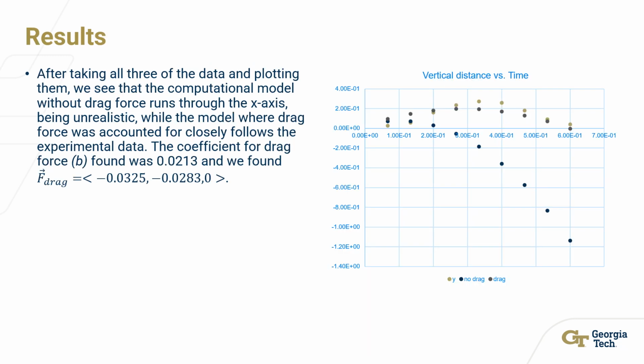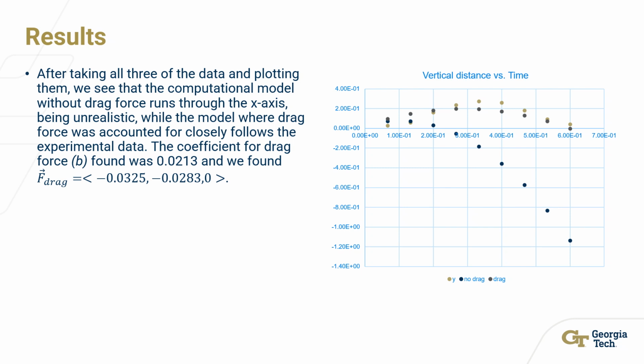So from the results, we see the scatter plot of all three data sets. The one going all the way to the bottom was with no drag. The one in the yellow was the experimental model, and the one close to that in the dark blue is with drag force. And we see that because the one with no drag ran through the x-axis, and in our experiment that would be the table, it's unrealistic, as that's not what the conceptual model followed.